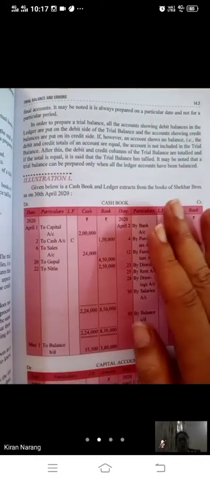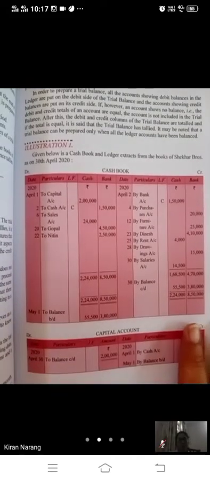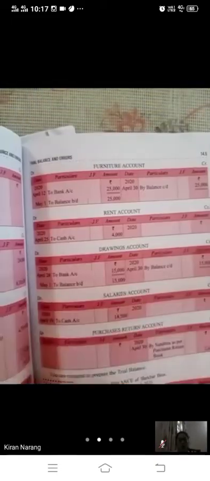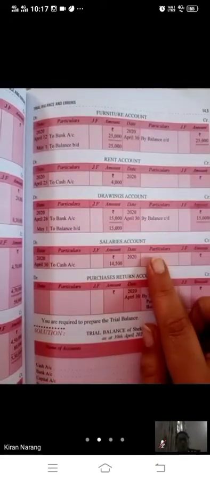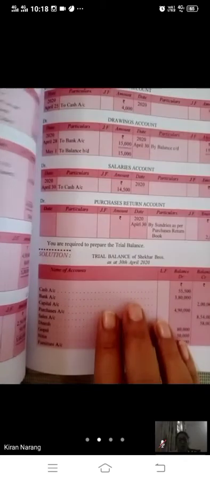You have been given a lot of ledger postings in the question itself. This is the ledger posting. Cash book is given, cash account is given. Then you have been given purchase account, sales account, Dinesh, Gopal, Nitin, and furniture, rent, drawings account, salaries and purchase return. One long question is given, and now we have to make a trial balance.